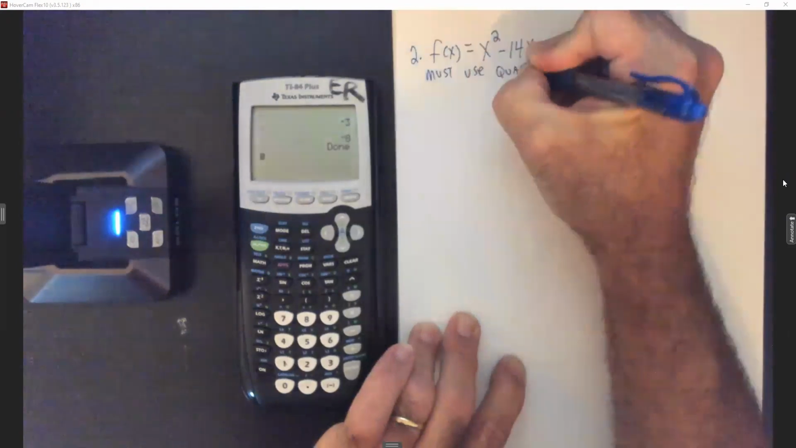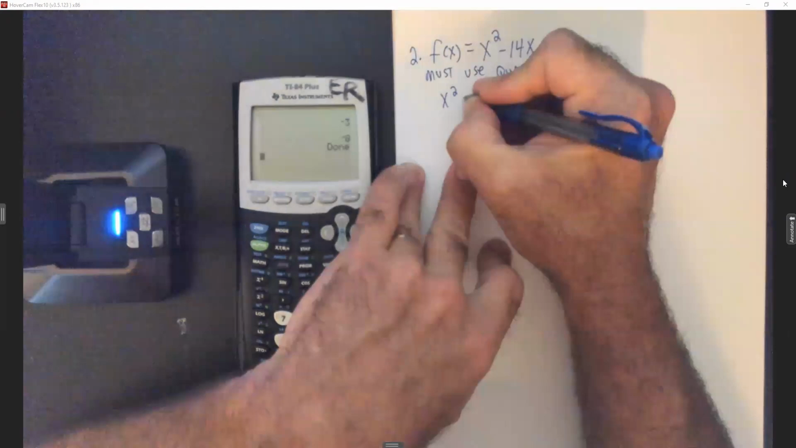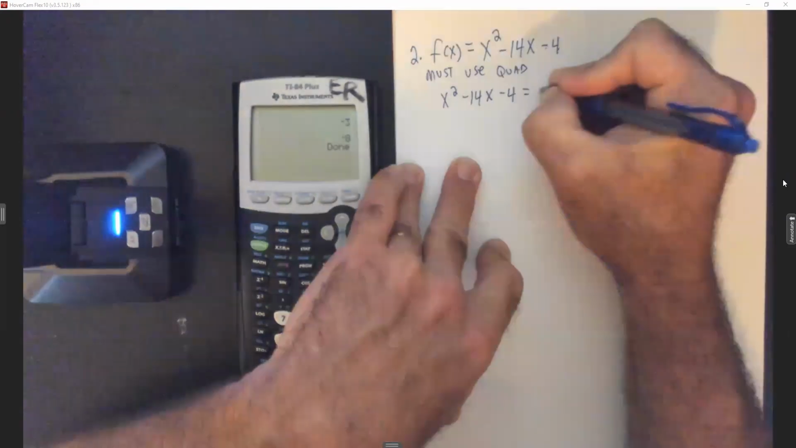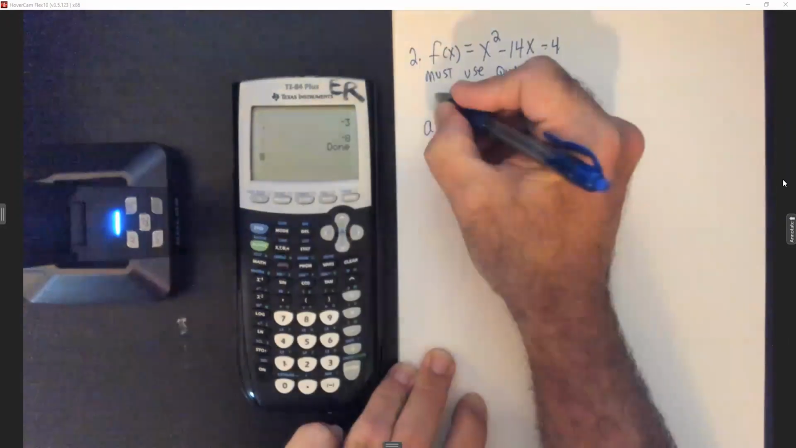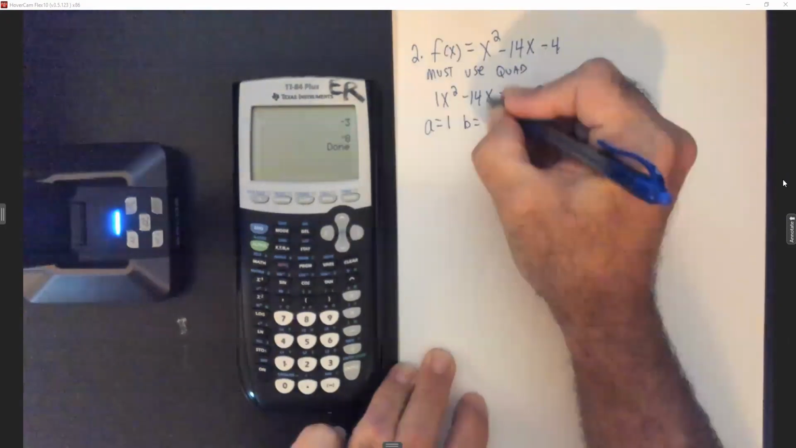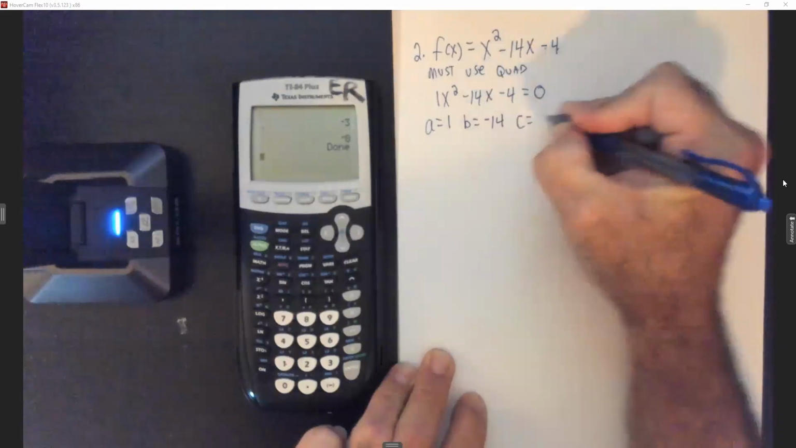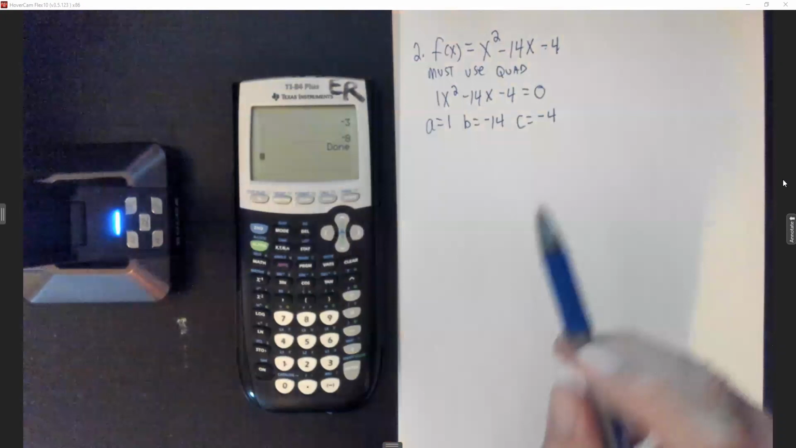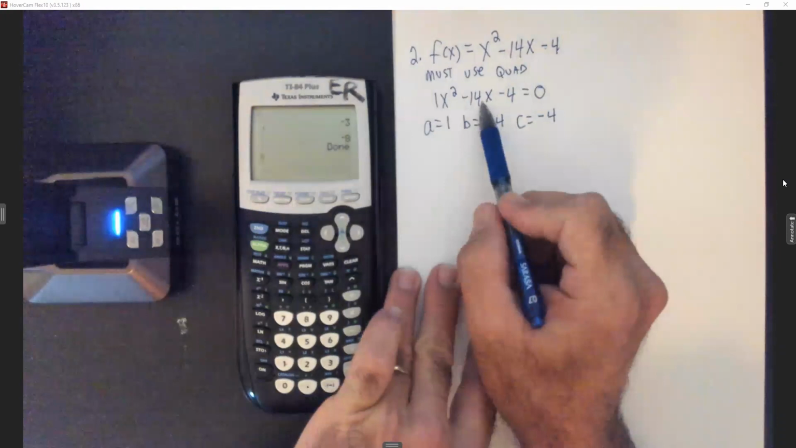Okay, so to use the quadratic formula, I'm going to take my x squared minus 14x minus 4 and set it all equal to 0. All right, so let's see. A, there's not a number there, so it's a 1. B is always in the middle, negative 14. And then C is negative 4. Now, you've got to make sure these are in the right order: x squared, x, and then your number, okay?